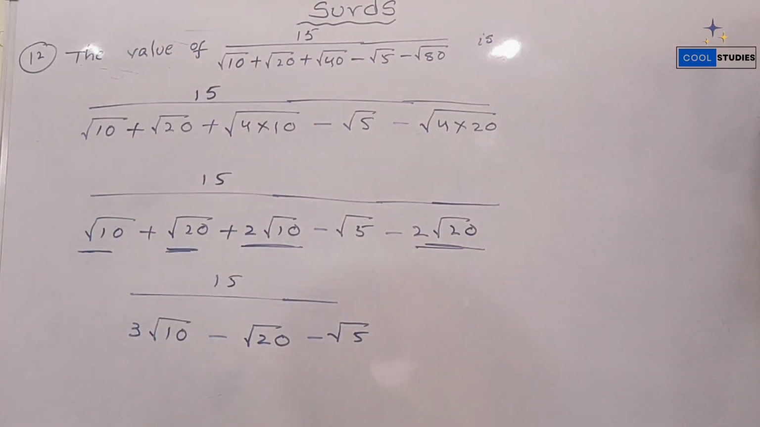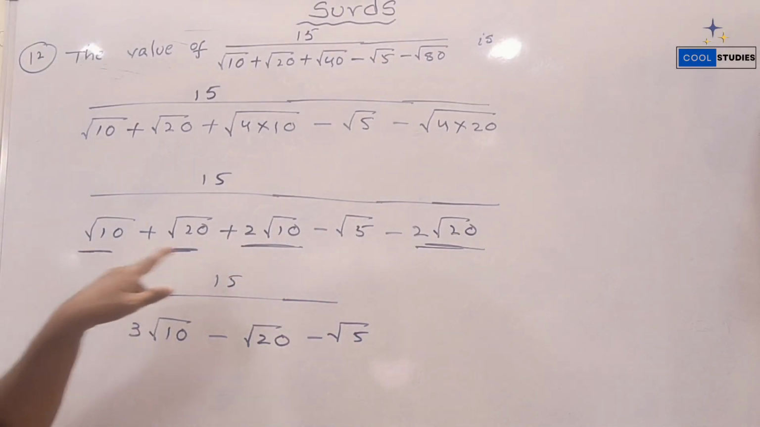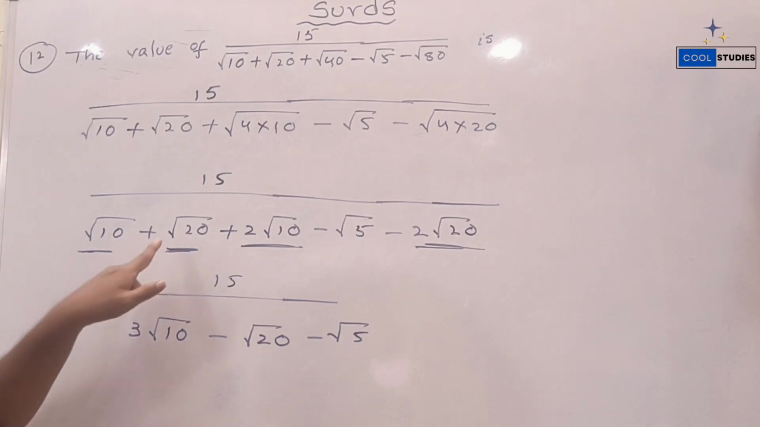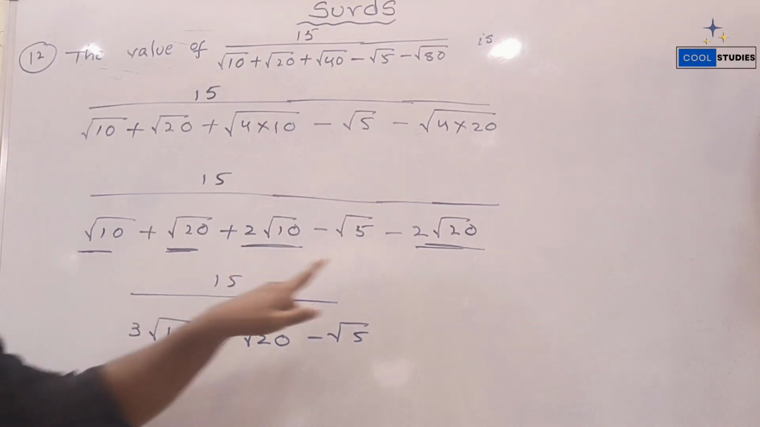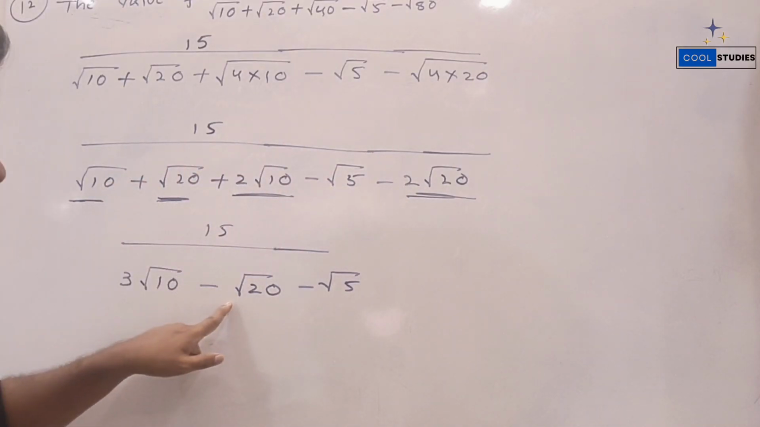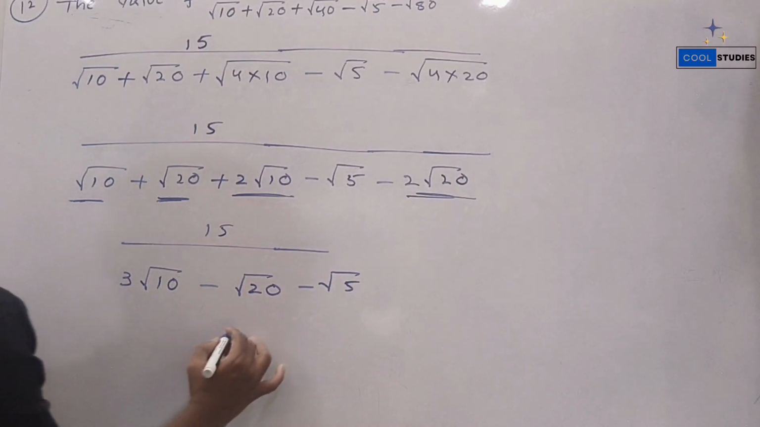Next step: root 10 and plus 2 root 10. If we add these, total 1 plus 2 is 3 root 10. Next, plus 1 root 20 minus 2 root 20. Keeping minus 2 and subtracting plus 1, we get minus root 20, and this is minus root 5, right. Let us write the next step.